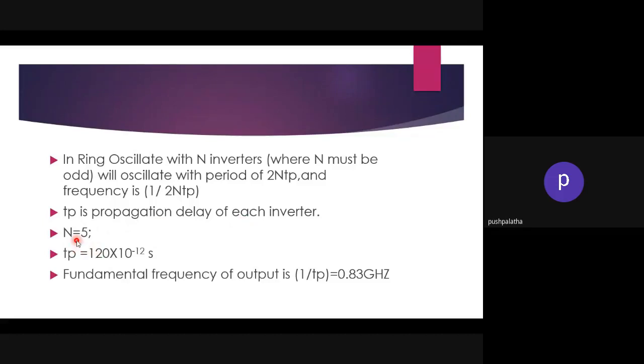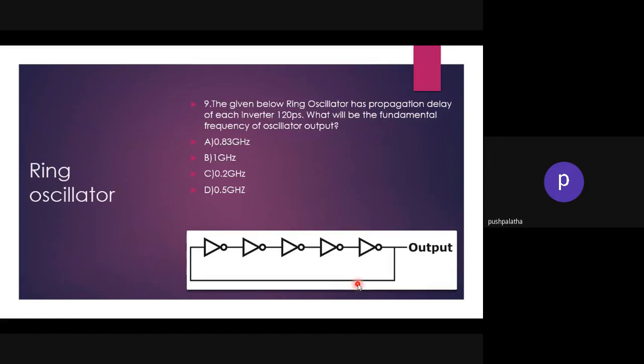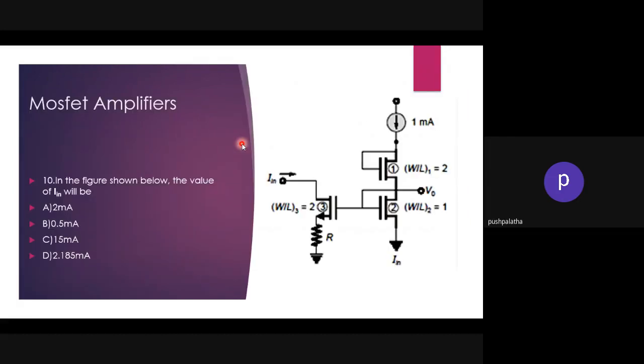What is n? n equals 5. And tp is 120 picosecond. So what will be the fundamental frequency? 1 over 2n tp, which is equal to 0.83 gigahertz. So the answer is option A, 0.83 gigahertz. Clear? Right. Okay, now we'll go to the next.